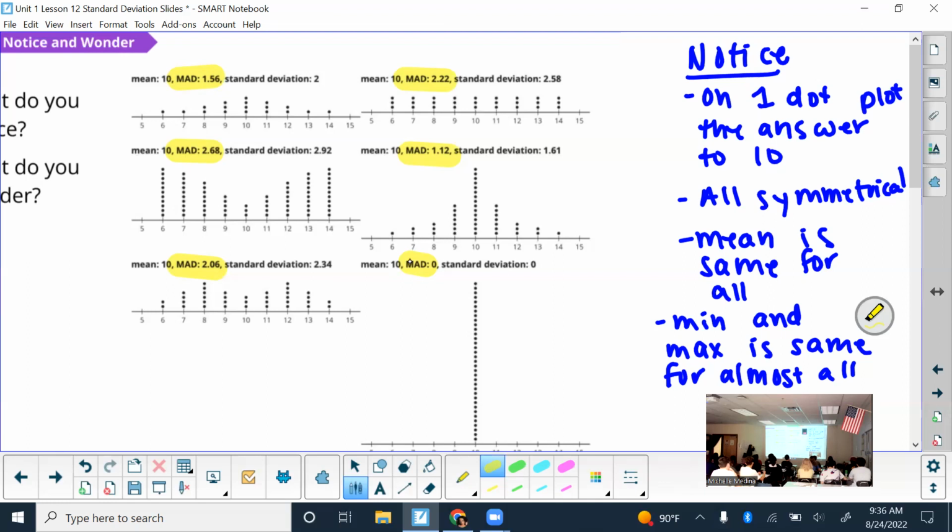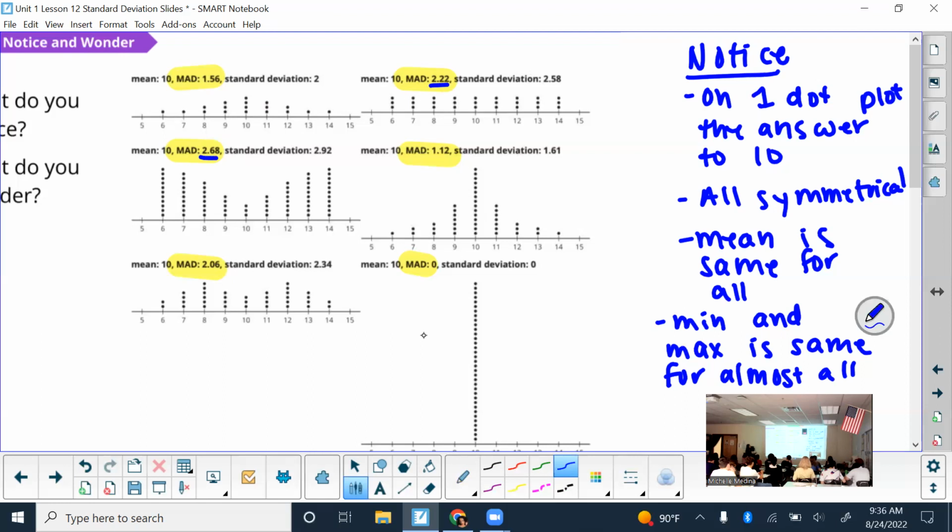Describe it to me, maybe tell me what MAD it has. Which one is the most spread out? Actually, this one is the most spread out, but that's a good guess. These two are the most spread out. This one's a little more spread out, and I can tell for sure based on the MAD. All right, so that could have been something you noticed.